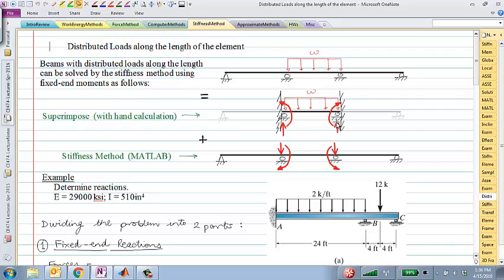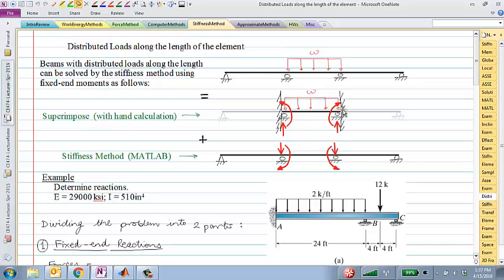So we can solve for those reactions using the force method. But instead of having to work from scratch, you can take a look at the last page in your book.